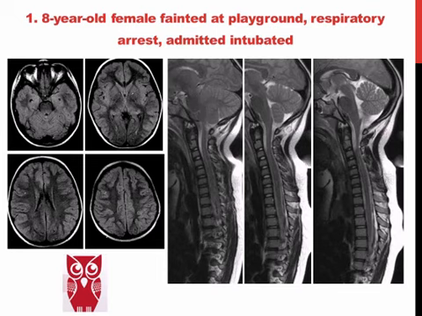The first situation comes with this vague history of an 8-year-old female that fainted following playing at the playground and suffered respiratory arrest and was intubated. This is her brain MRI scan that is unremarkable, and this is the spinal MRI scan. You can see the known artifact coursing obliquely from the fourth ventricle to the anterior spinal cord, but then it's quite prominent, and here it's a little bit bulky.